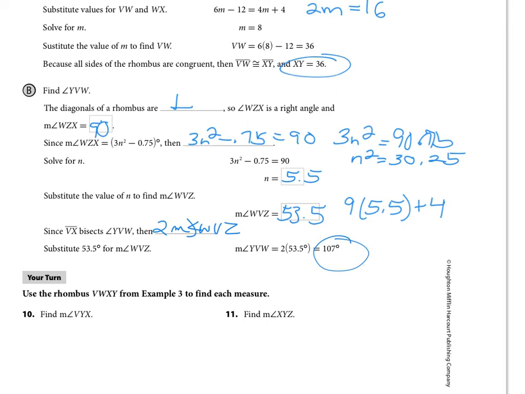Okay, in the your turns, you're going to go with those values that you were just given there to find the other measures of the angles in the rhombus, and pick up from there with the ideas of the diagonals doing what they do in the rhombus, and we should be all set.